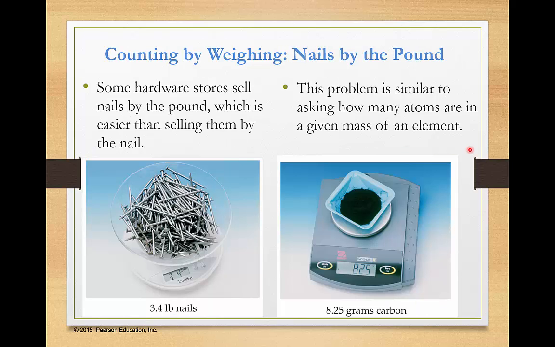All right, the first thing we need to do is think of it in terms of counting by weighing, because again, we're dealing with these atoms and molecules that are submicroscopic. We can't see them. We don't have the luxury of just counting out numbers of atoms. And so we need to do it in a bulk manner, and that's not as unusual as you might think.